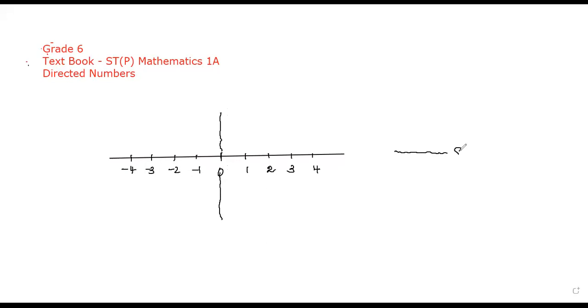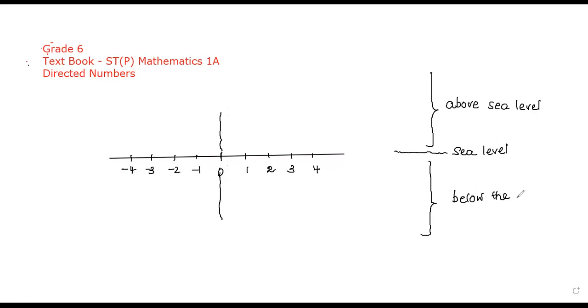The same thing I can show you in another way. Let's say this is the sea level, right? Above the sea level we consider the positive values, and below the sea level we consider the negative values. So if you consider this as 0, let's say there is a kind of cliff, something like this.